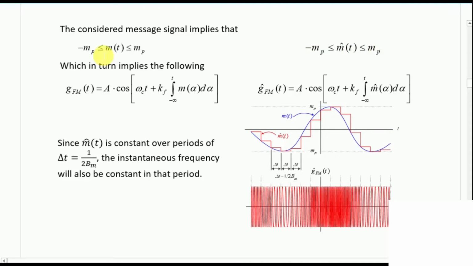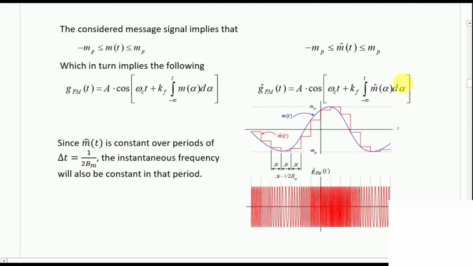We can say our modulated signal is A cos omega c t plus kf times the integral of m of alpha, the integration of this is over here. And similarly for phi FM hat of t, the only thing is that instead of m of t, we now have m hat of t, which is reproduced over here after passing through an integrator.